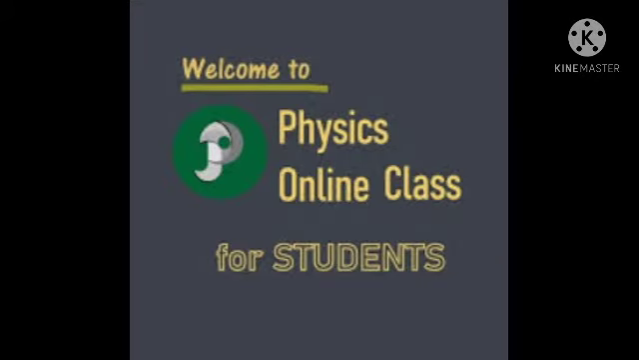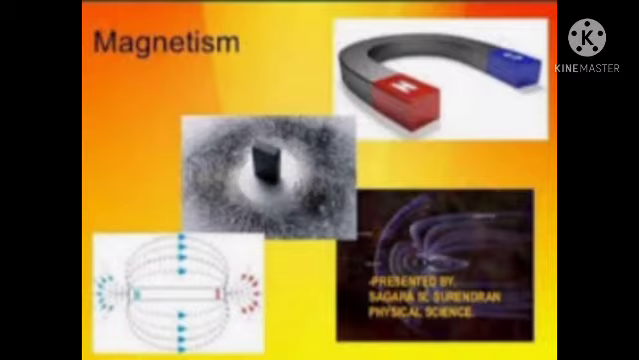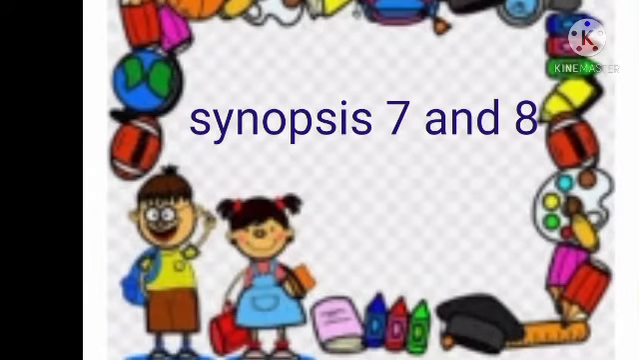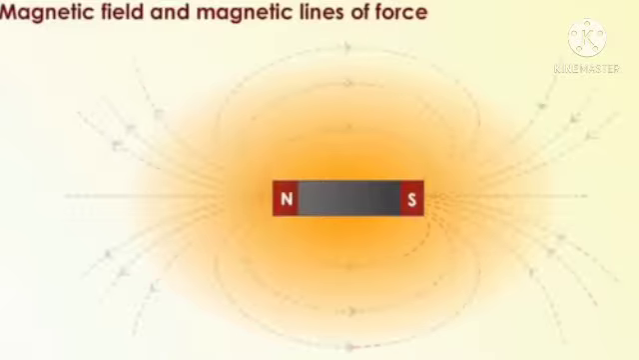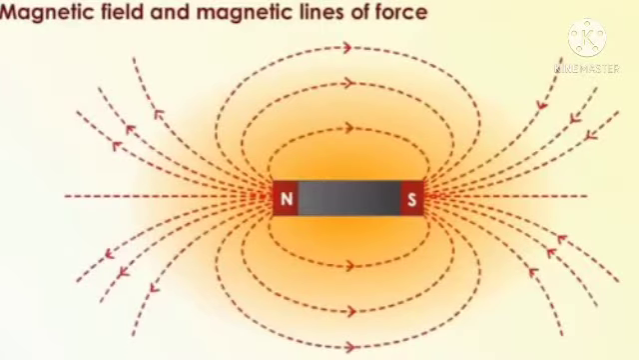The second chapter name is Magnetism. Synopsis 7 and 8. Magnetic field and magnetic lines of forces. Magnetic field is the space around a magnet where its influence can be detected. Magnetic field is filled with magnetic lines of forces. Magnetic lines of force are closed continuous curves in a magnetic field.